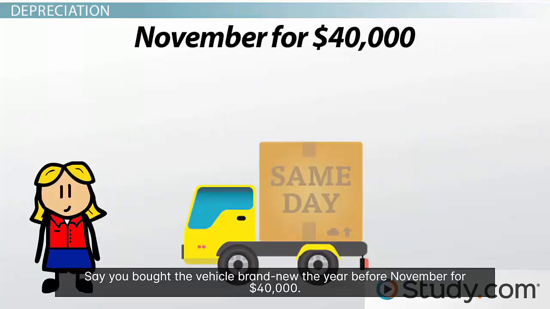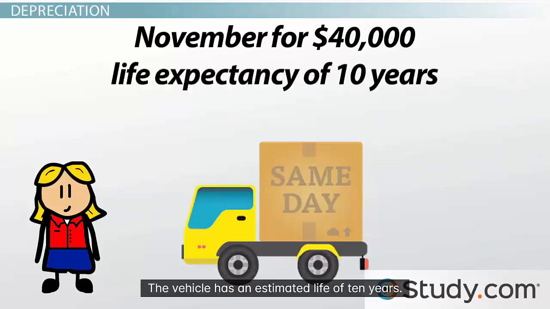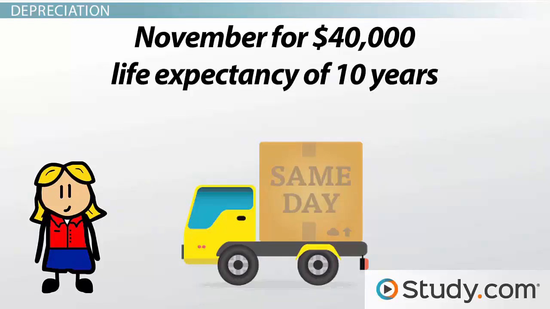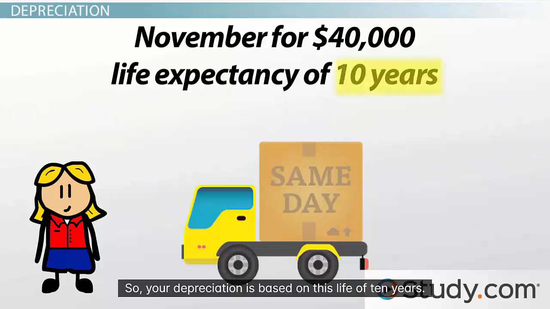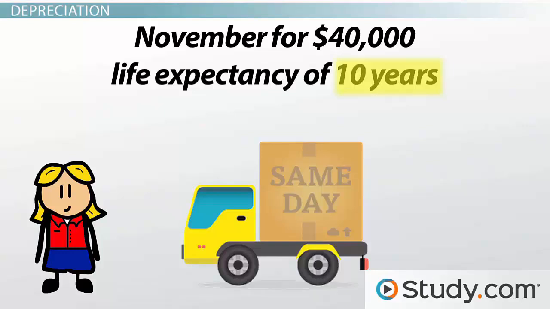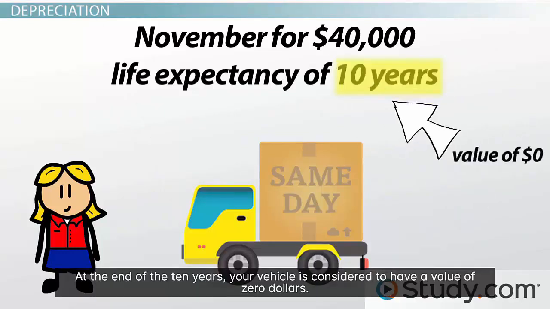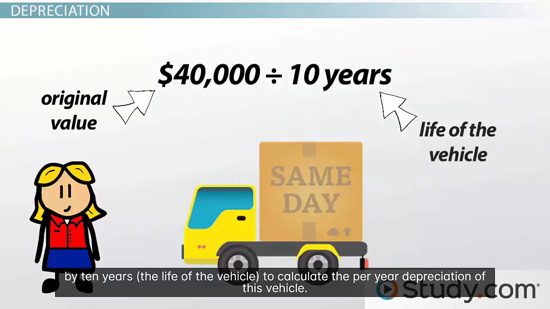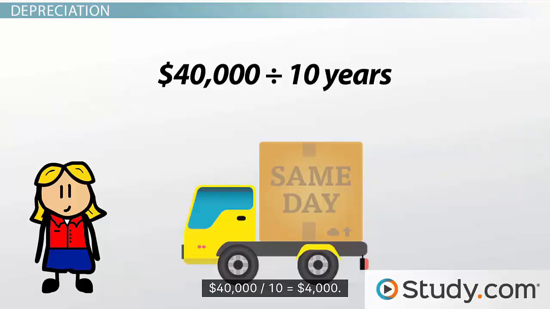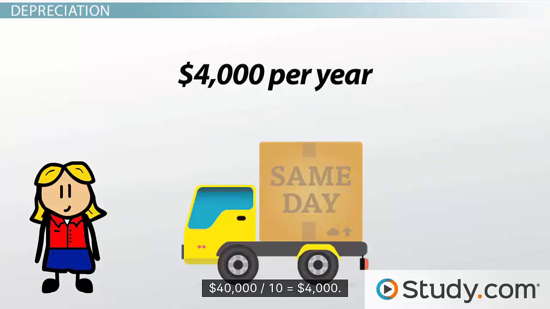Say you bought the vehicle brand new the year before in November for $40,000. The vehicle has an estimated life of 10 years. You plan on keeping the vehicle for the life of the vehicle, so your depreciation is based on this life of 10 years. At the end of the 10 years, your vehicle is considered to have a value of $0. Based on this information, you divide the $40,000, the original value of the vehicle, by 10 years, the life of the vehicle, to calculate the per year depreciation of this vehicle. $40,000 divided by 10 is $4,000.